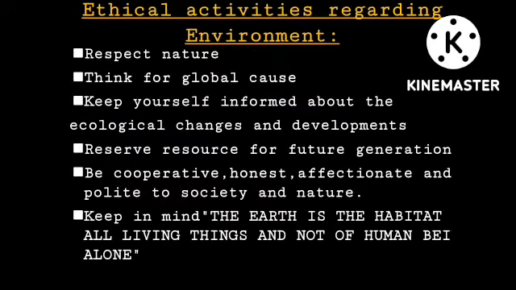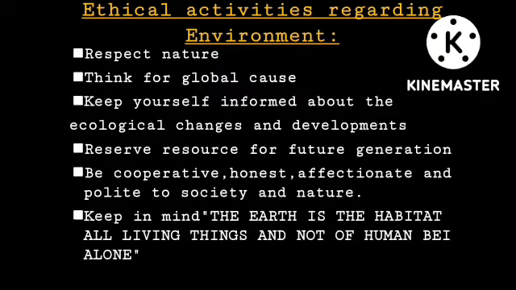Then the next one is that we have certain ethical activities regarding the environment. The first one is we have to respect nature because we are a part of it, right? Another one is we have to think for a global cause, not only for ourselves. We have to think for the environment and its protection, right? This serves as a global cause.